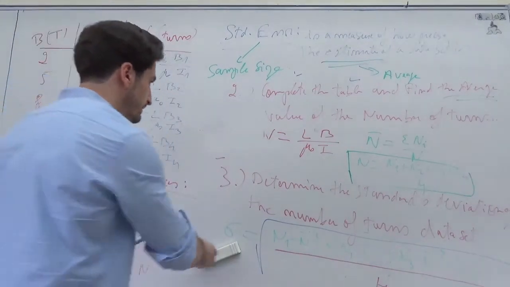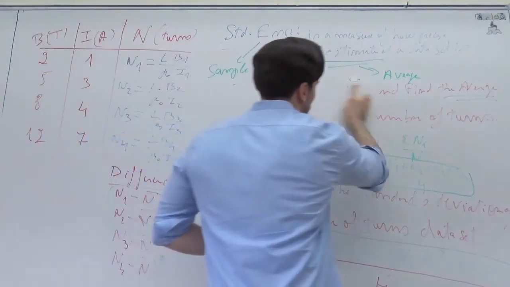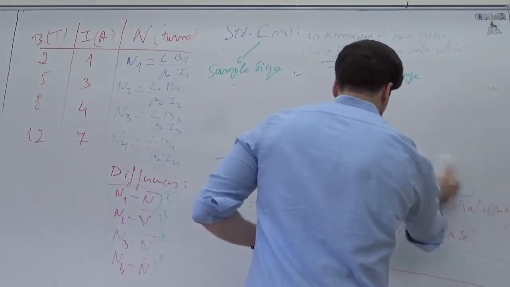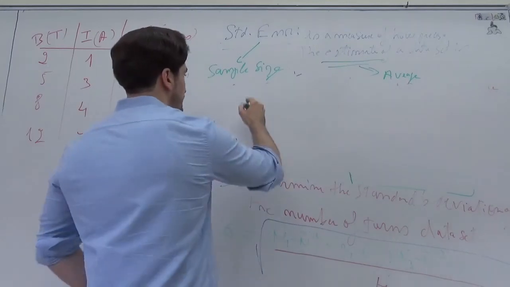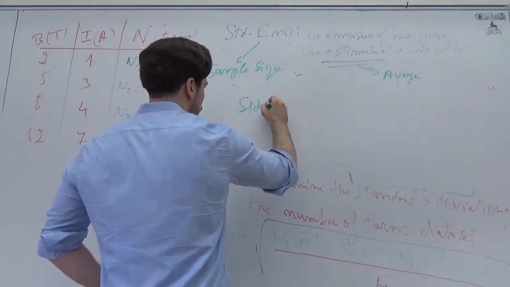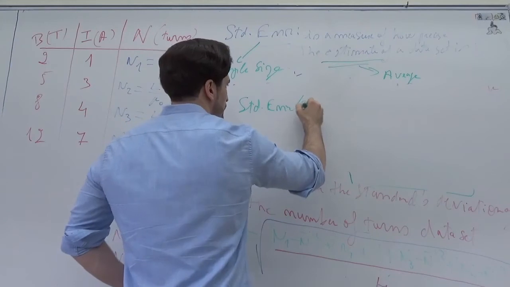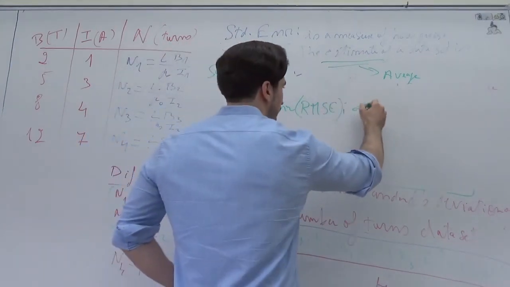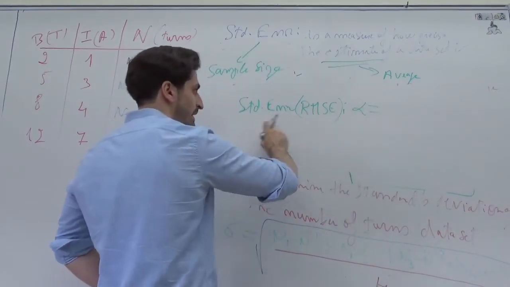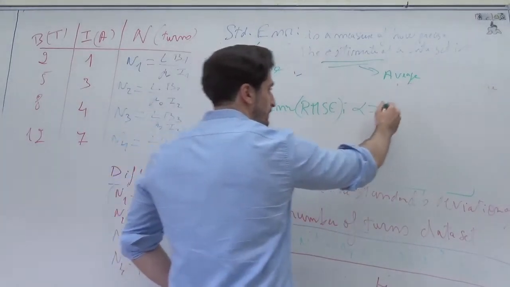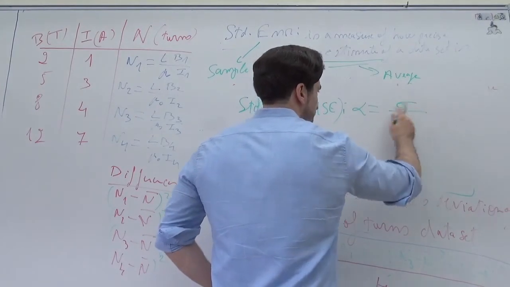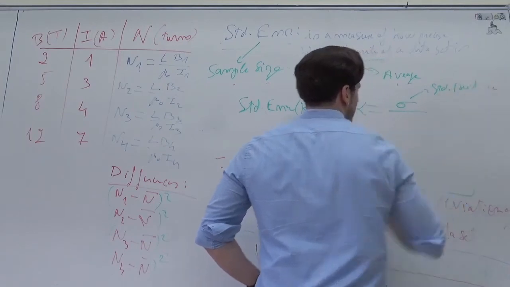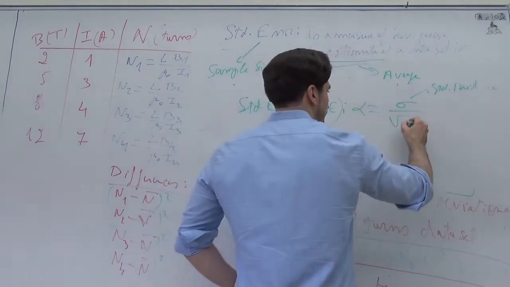Because mathematically, the standard error, or you can call it the root mean squared error, or the error on the average, is given as alpha equal to, so the symbol of the standard error is alpha, alpha equal to the standard deviation sigma, so sigma over here is the standard deviation, divided by square root n.